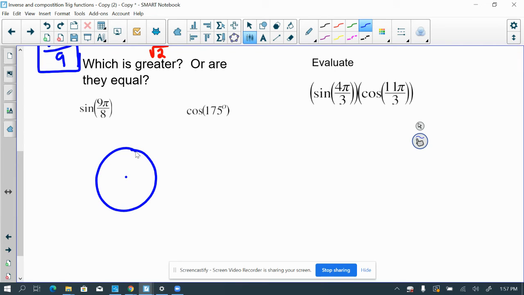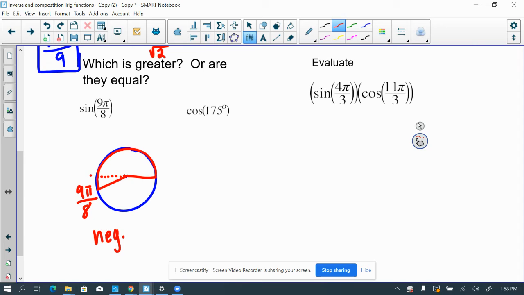There's the unit circle. Where is 9 pi over 8? Well, that's pi. In other words, that's 8 pi over 8. 9 pi over 8 is going to be a little bit further down the track. So 9 pi over 8 is 1 pi over 8 past the halfway point. And what do I know about the sine of that angle?